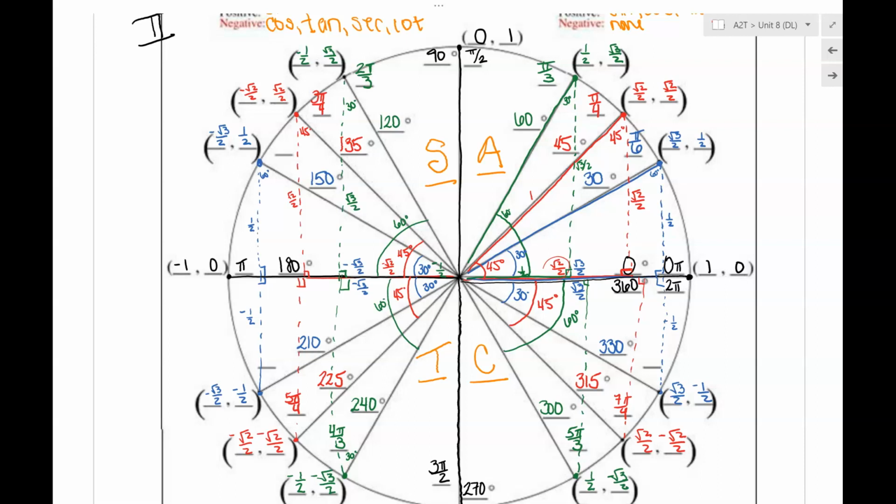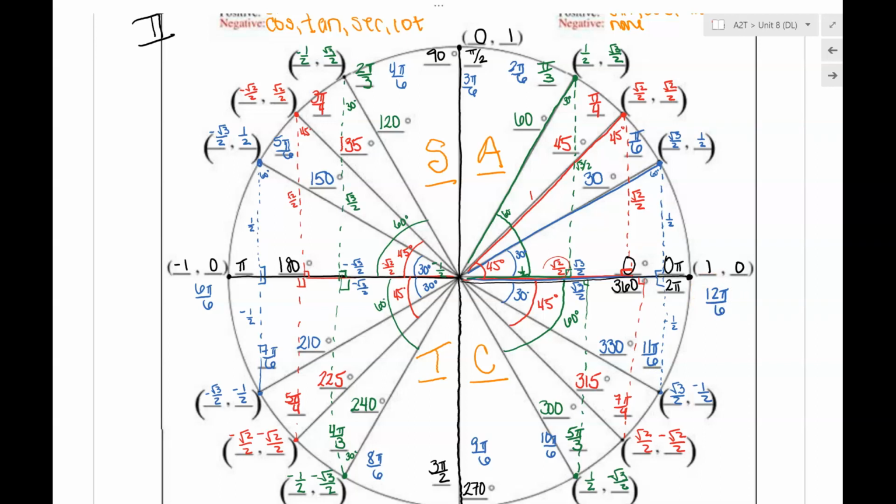Let's do it. Pi over 6, 2 pi over 6, 3 pi over 6, 4 pi over 6, 5 pi over 6, there we go, 6 pi over 6, 7 pi over 6, 8 pi over 6, 9 pi over 6, 10 pi over 6, 11 pi over 6, 12 pi over 6.